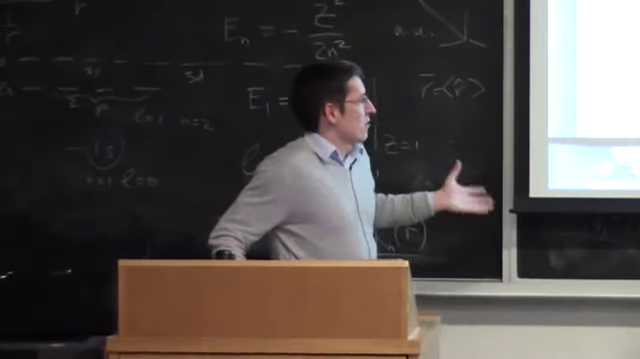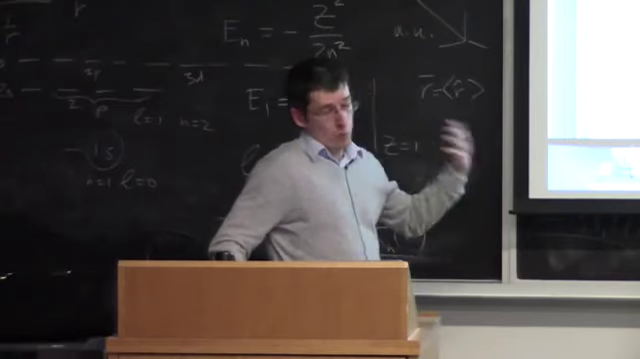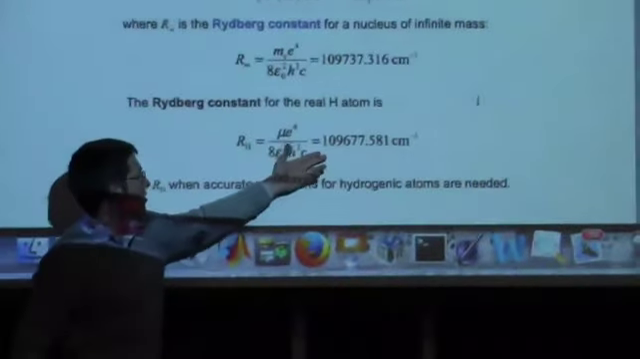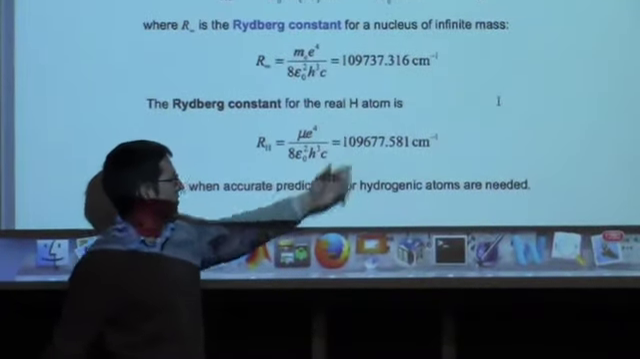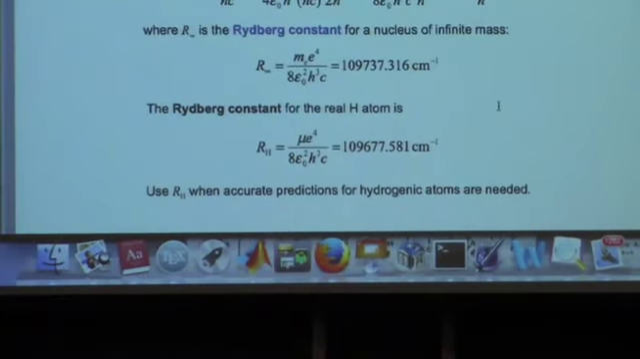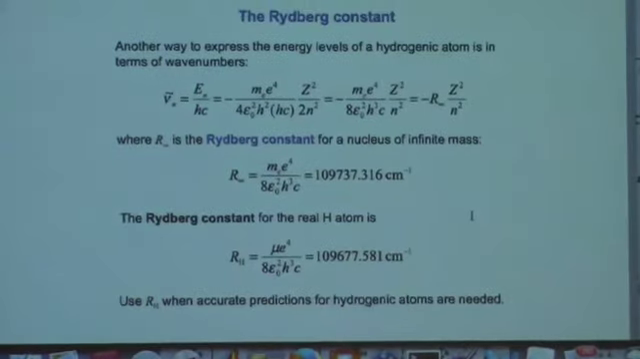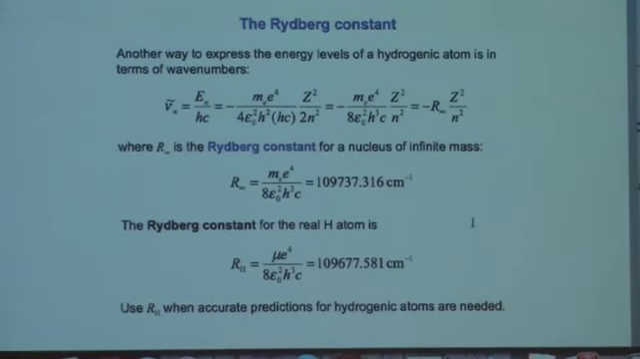And if you do that for the hydrogen atom, which is a more accurate consideration, then you get the Rydberg constant, which is written here. Comparing these two, you can see that they're very close. They differ by about a tenth of an inverse centimeter. So it's very small, considering.